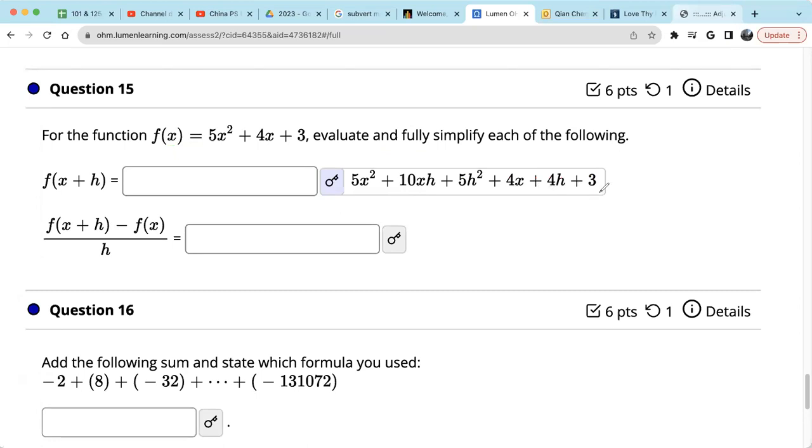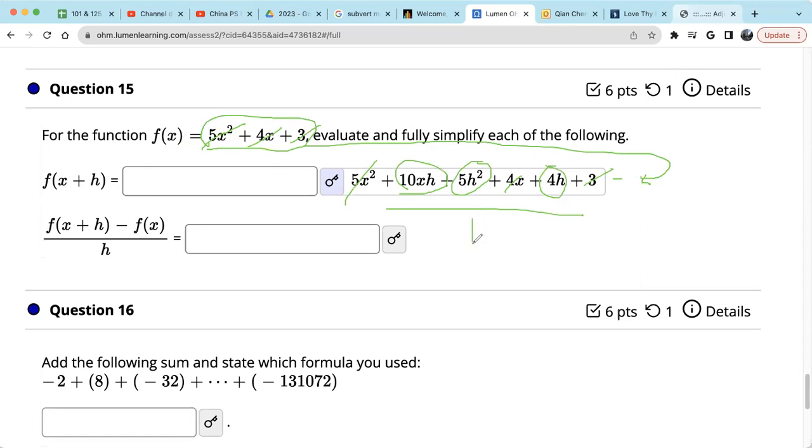Okay. Now we use this one to subtract f of x. Well, f of x is this, right? Let's move this one to here. We want to subtract those two. Then divide by h. Let's subtract first. So when we subtract, we see 5x squared canceled. Then 4x canceled. And 3 minus 3 becomes 0, canceled. So we're left with 10xh plus 5h squared plus 4h. So everyone has h in it.